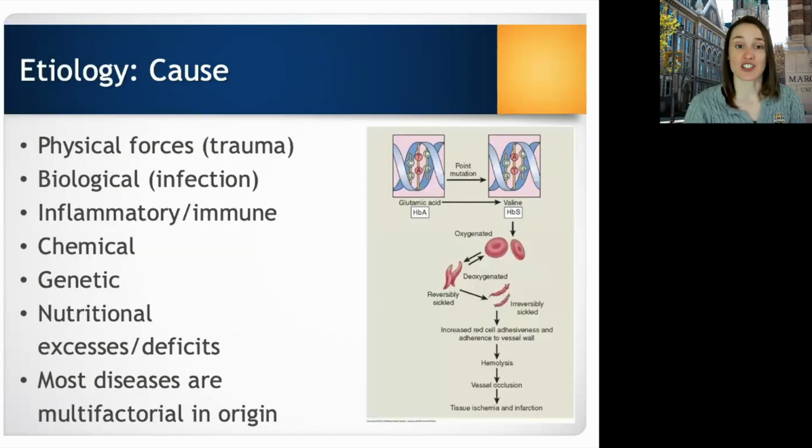So etiology or cause, it could be due to a physical force like trauma, it could be biologic like an infection, can involve inflammatory and immune responses, a chemical cause, a genetic cause, nutritional excess or deficits. Most diseases have multifactorial causes of origin.